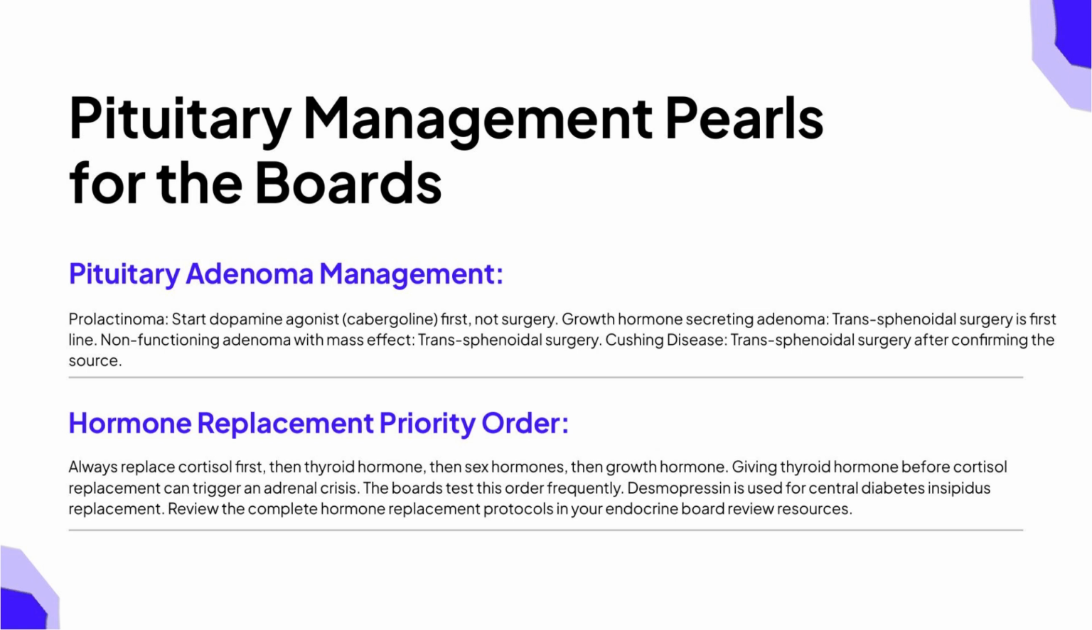finally growth hormone. The reason cortisol comes first is that thyroid hormone increases metabolic rate and cortisol demand, so giving it without adequate cortisol replacement can precipitate an adrenal crisis. This is a favorite board question. Make sure you also know that Desmopressin is used for central diabetes insipidus. These pearls are covered extensively in your board review question banks.